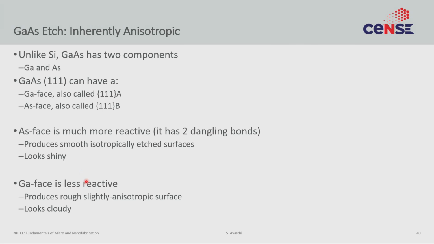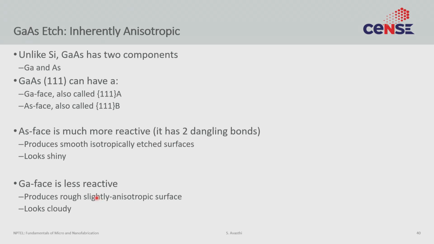If you are trying to etch the gallium phase, that tends to be less reactive, and because it is less reactive, reactions often are not diffusion limited. Reactions often are surface reaction rate limited, and if they are surface reaction rate limited, they are often highly anisotropic.